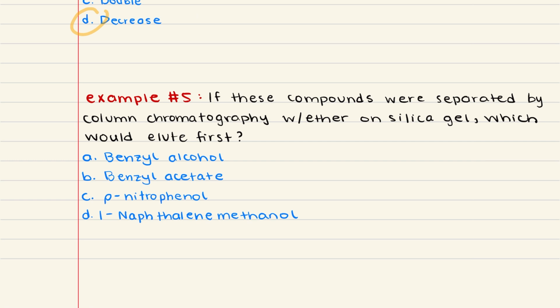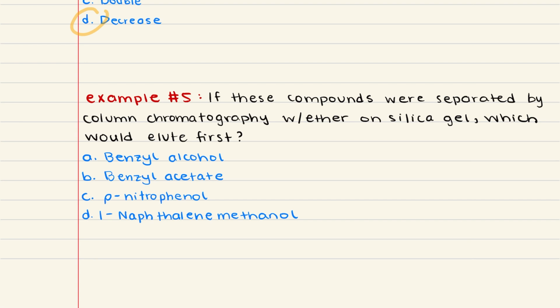Problem 5 says, if these compounds were separated by column chromatography with ether on silica gel, which would elute first? Column chromatography, like thin layer chromatography, involves a polar stationary phase, again usually silica, and a mobile phase, in this case ether. In this setup, compounds that interact less with the stationary phase, so less polar compounds, will elute first. Compounds that are more polar will stick to the silica beads longer and come out later.